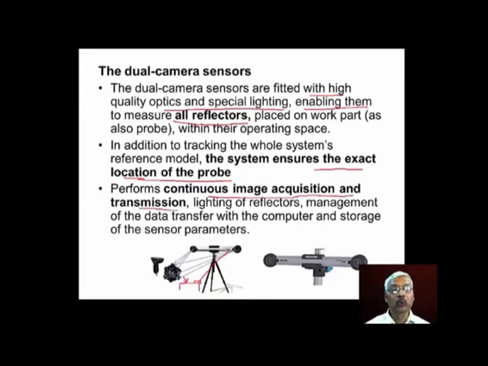See, the probe and scanner will be sending the images to the computer system, and also the dual camera sensor will be sending the images to the computer system for processing. This dual camera system performs continuous image acquisition and transmission, lighting of reflectors, management of the data transfer with the computer, and storage of the sensor parameters.